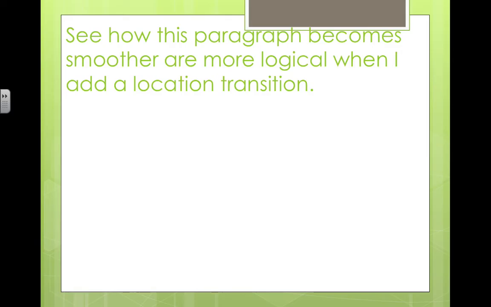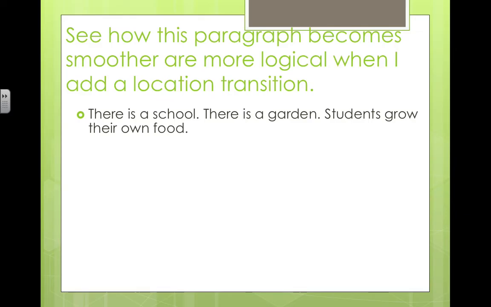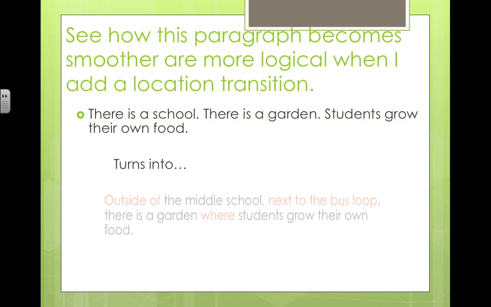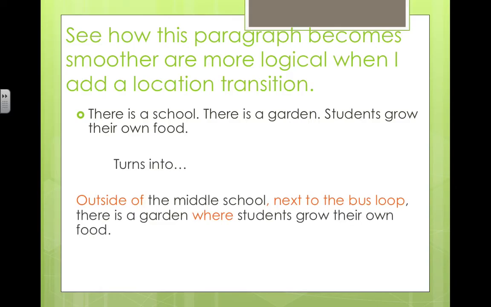So let's see how this paragraph becomes smoother and more logical when I add a location transition. It starts off by saying, there is a school, there is a garden. Students grow their own food. And that turns into, outside of the middle school, next to the bus loop, there is a garden where students grow their own food. Do you see what a difference those transitions made?